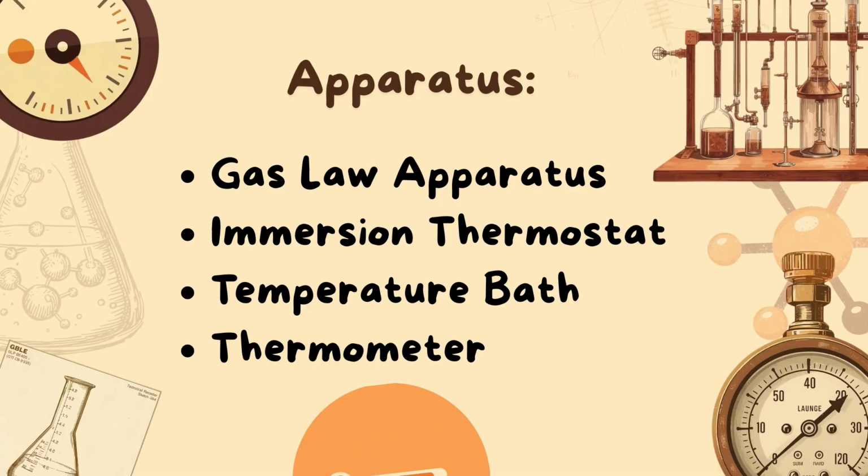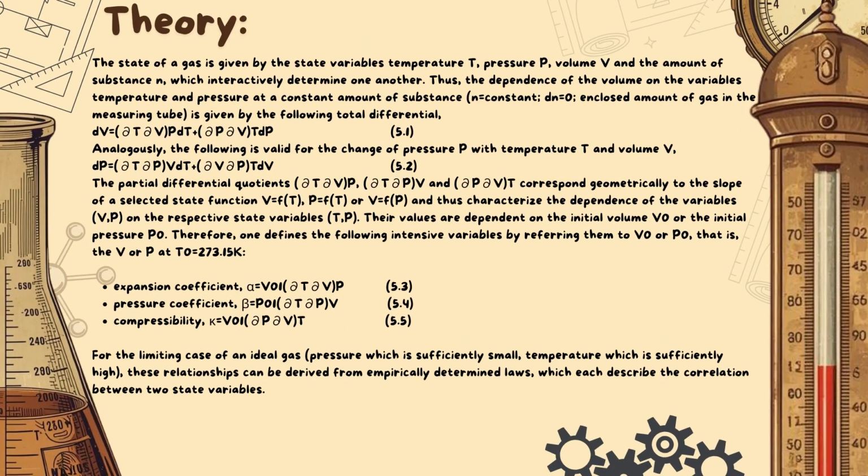There are some apparatus that are used in these experiments, which are gas law apparatus, thermostat, temperature vane, and thermometer. Let's talk about some theories of these experiments. The state of a gas is given by the state variables temperature, pressure, volume, and the amount of substance, which mutually determine one another. Thus, the dependence of the volume on the variables temperature and pressure at a constant amount of substance is given by the following total differentials.